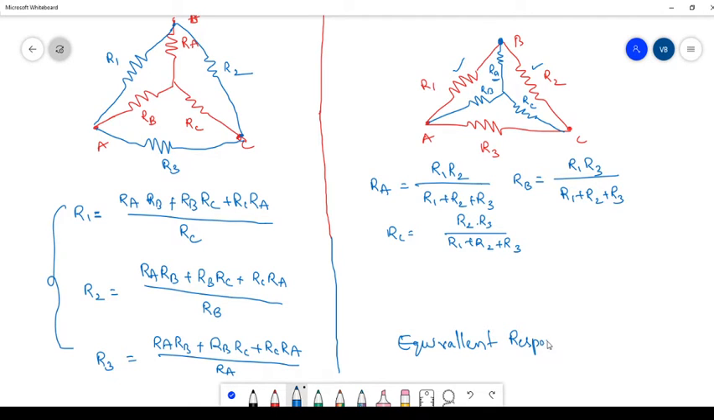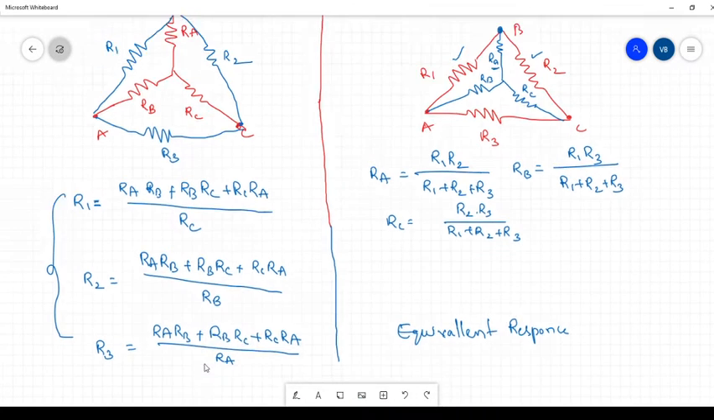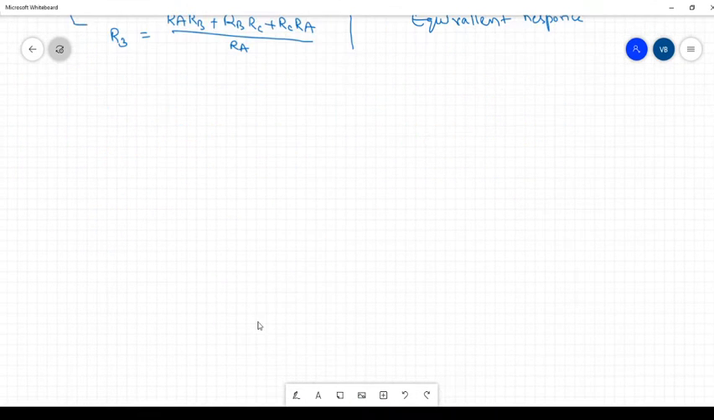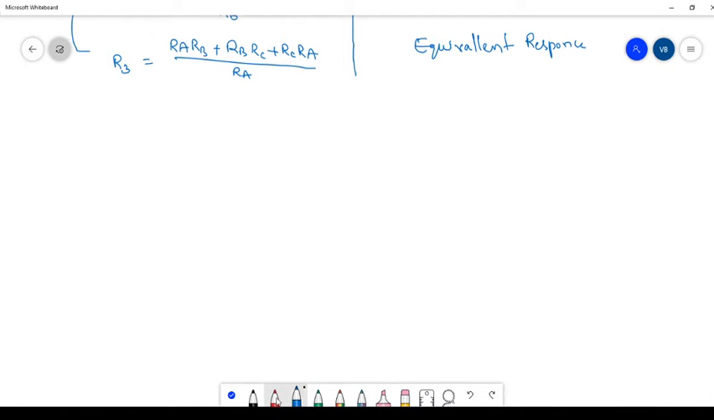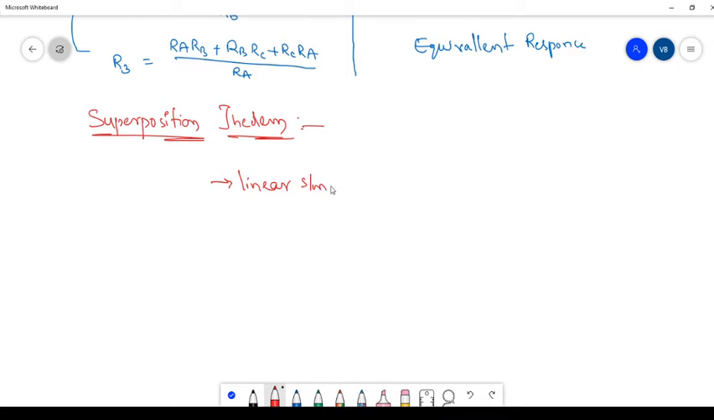Now I am going to explain a basic theorem, that is the superposition theorem, which is very important and very simple to calculate. The main condition for the superposition theorem is that it is only applicable for linear systems.